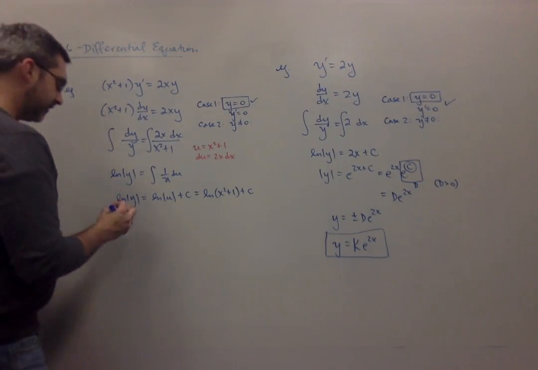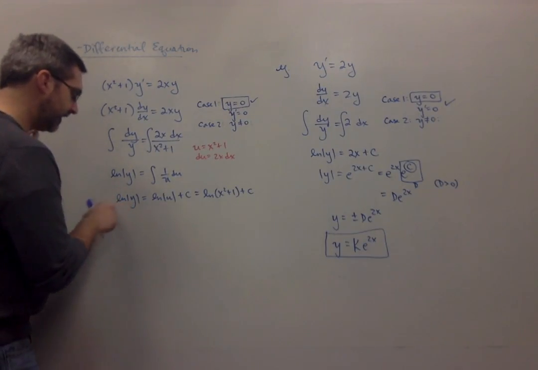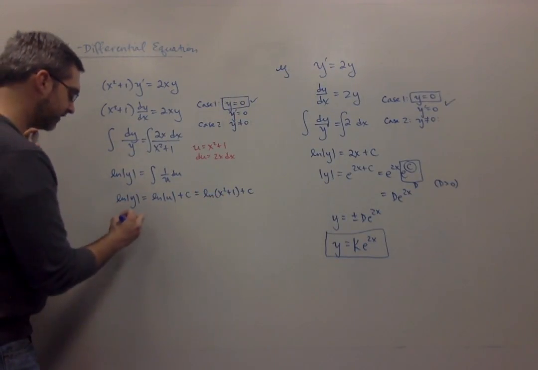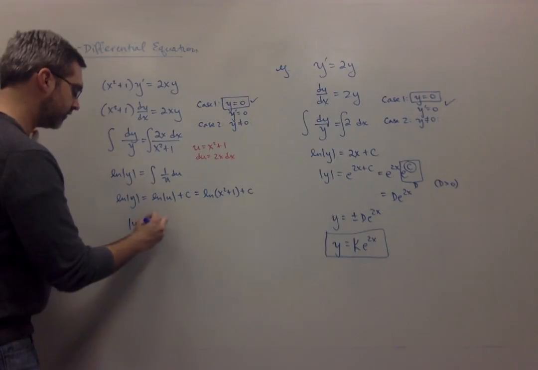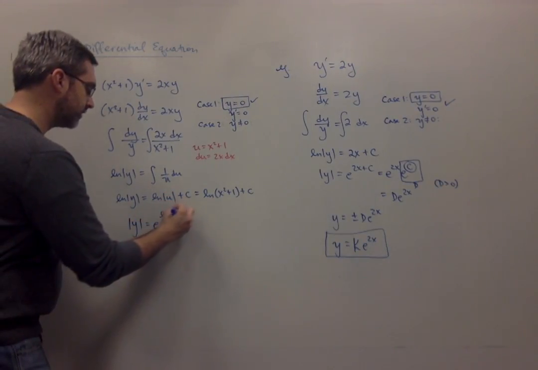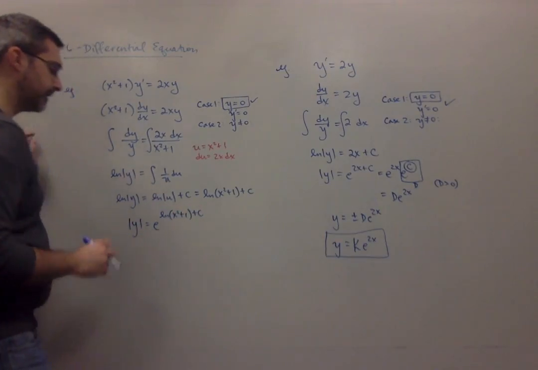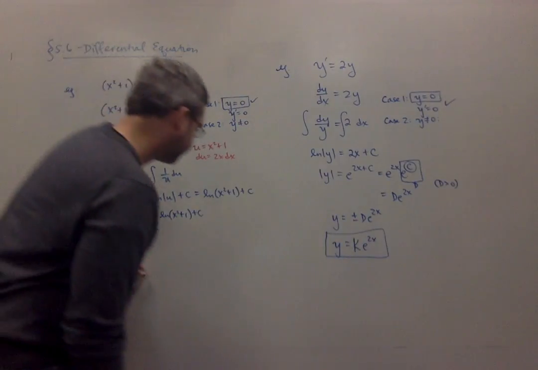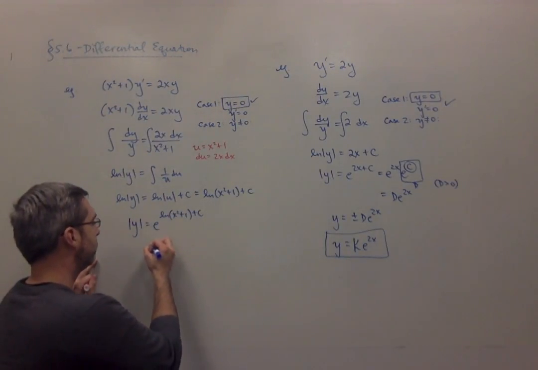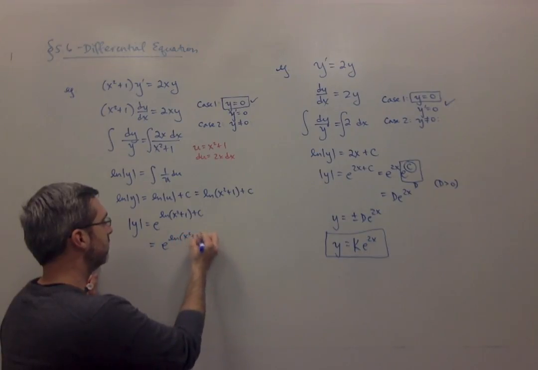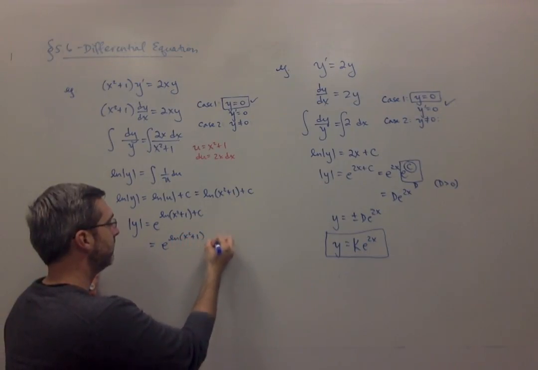Okay, so now let's take e to both sides. I want to solve for y. If I take e to this side, that gets rid of the natural log, and I just get absolute value of y. Over here, I get e to the natural log of x squared plus 1 plus c. Let's clean that up a little bit. Let's write that as e to the natural log of x squared plus 1 times e to the c.